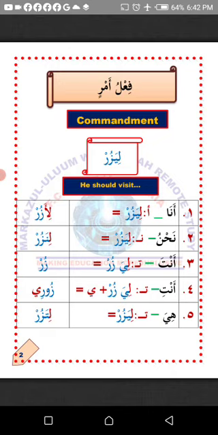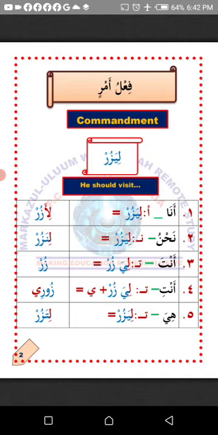Liyazur simply means he should visit. He in Arabic is huwa, which is the opposite of here, she. So how do we now change the verb liyazur to suit the following pronouns? Wahid, number one. Ana, I. All you need to do is to detach ya'un and attach alifun. So the verb liyazur will now become li'azur, which means I should visit.